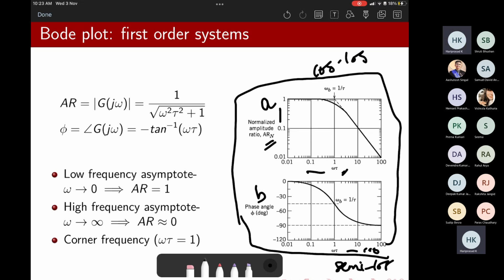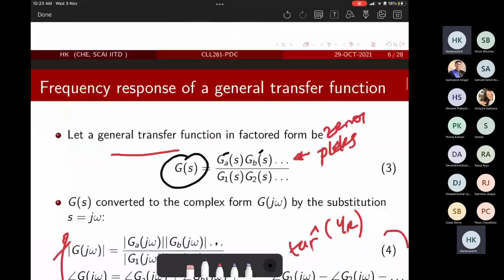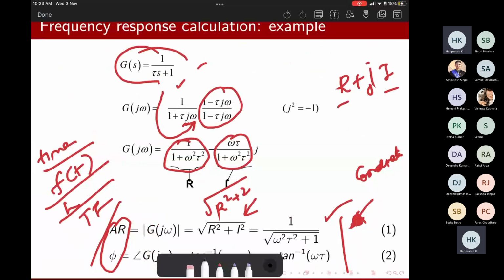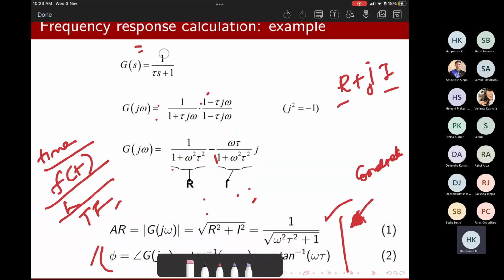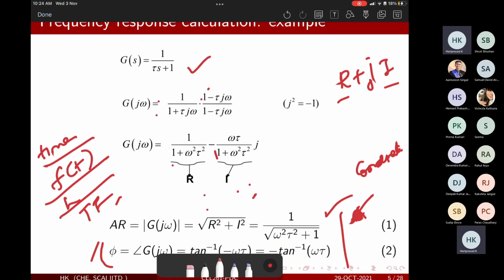So how to plot it? Again, very simple. We know 1 by tau s plus 1 is our first order system. Go a couple of slides back; we have seen how to convert that into amplitude ratio and frequency. Maybe I'll just record that information again. So first order system, 1 by tau s plus 1. You have to put s equal to j omega to convert it. This is in the Laplace domain; you put this in, and now it is in the frequency domain.